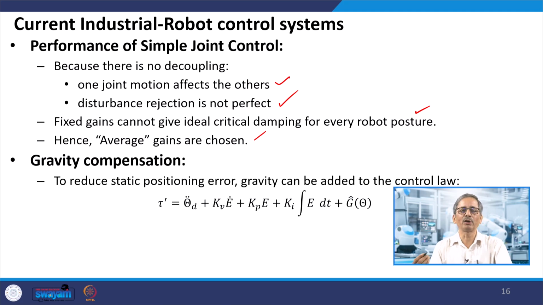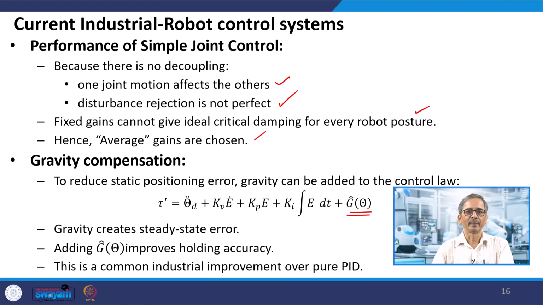And if you want to have the compensation for gravity as well, then in this control law I can add this gravity term also. Okay, and you see gravity creates steady state error, and if I add this one, it improves the holding accuracy, and this is how a common industrial improvement over PID is carried out.